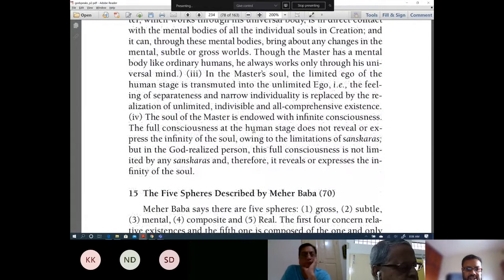The full consciousness at the human stage does not reveal or express the infinity of the soul owing to the limitation of samskaras. But in the God realized person, this full consciousness is not limited by any samskaras, and therefore it reveals or expresses the infinity of the soul.